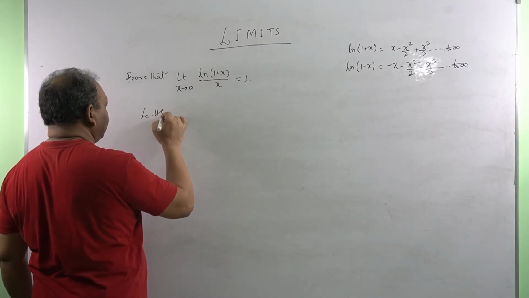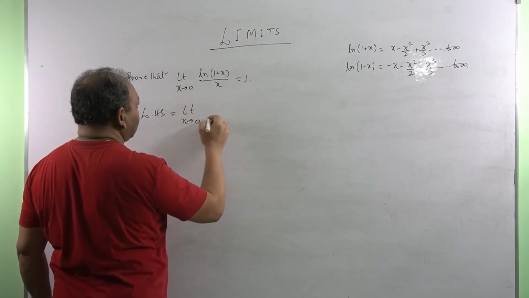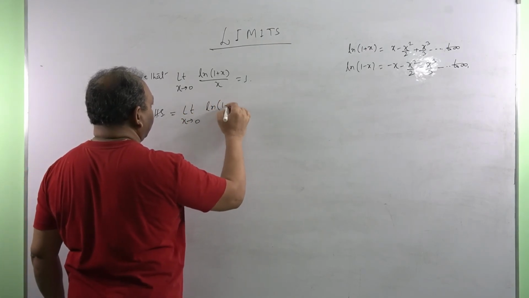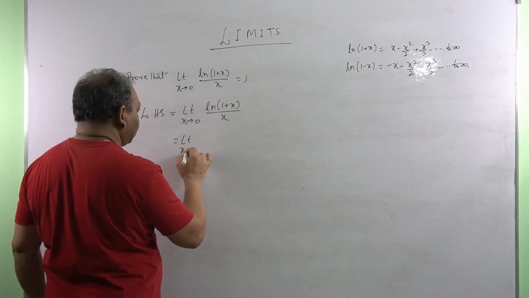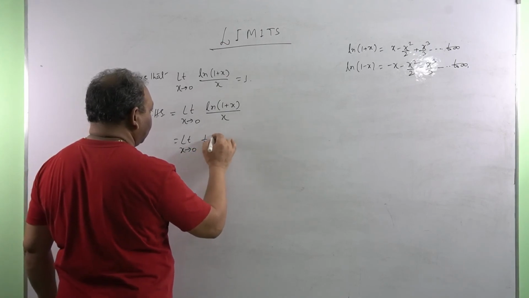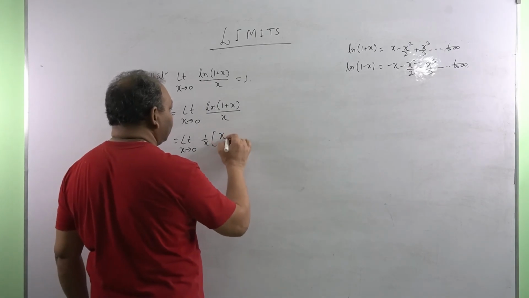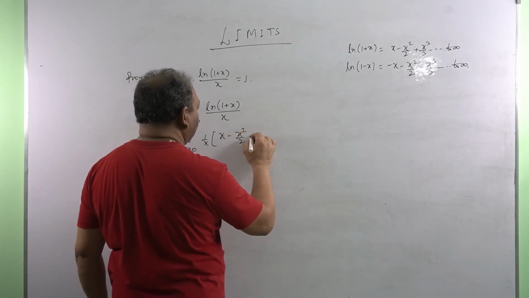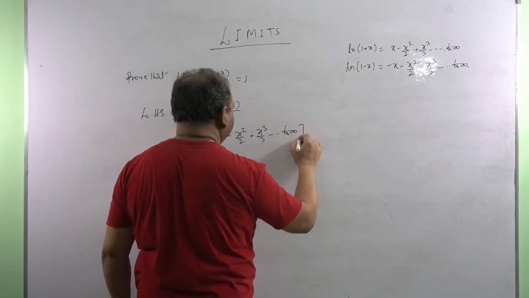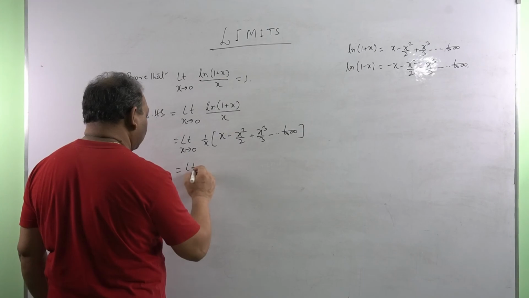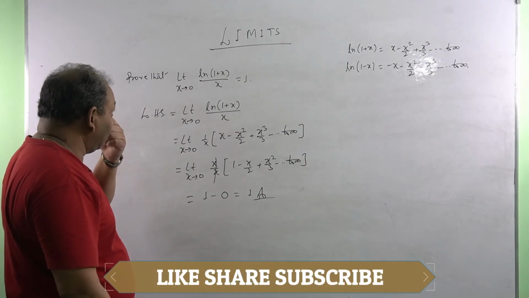LHS: limit x tends to 0 of ln(1 plus x) divided by x, which is limit x tends to 0 of 1 by x times ln(1 plus x). Ln(1 plus x) will be x minus x square by 2 plus x cube by 3 minus dot dot to infinity. Now take x common. So this is the value of this limit.